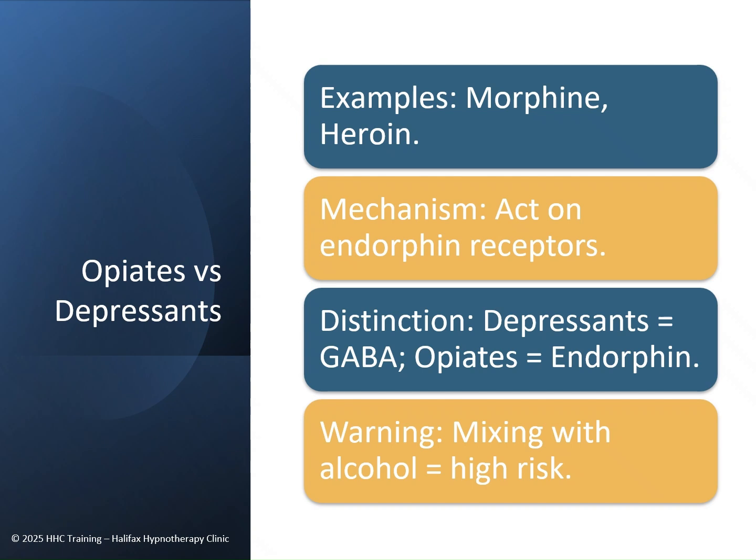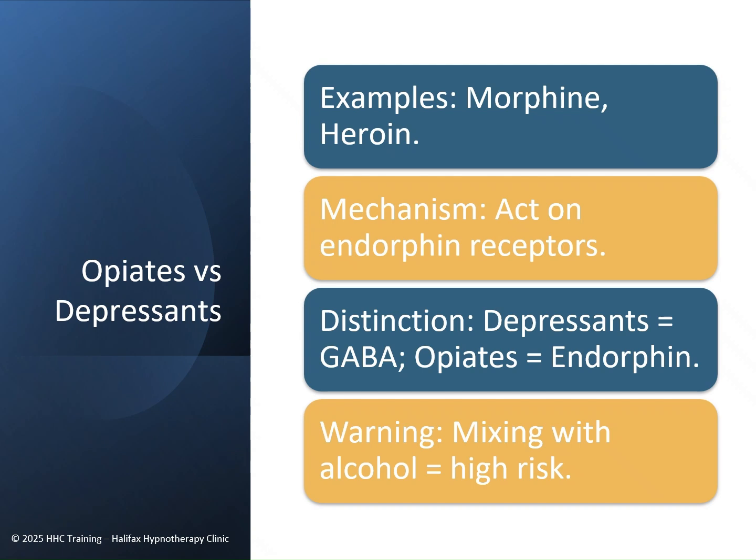High doses can lead to a state of euphoria, which contributes to their potential for recreational use. Their distinction from depressants is that although their applications can overlap, for example, anxiety reduction, their mechanisms are distinct. Depressants act on GABA receptors, whereas opiates act on endorphin receptors.